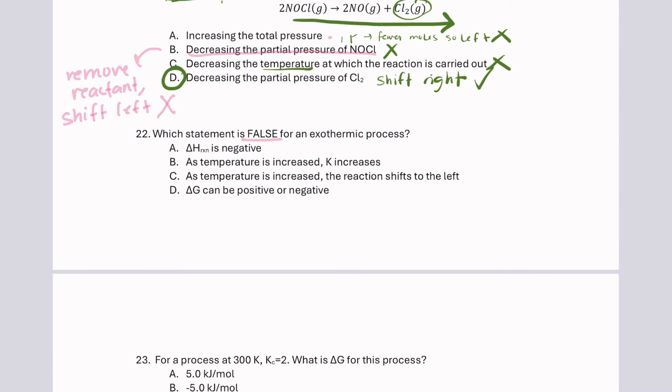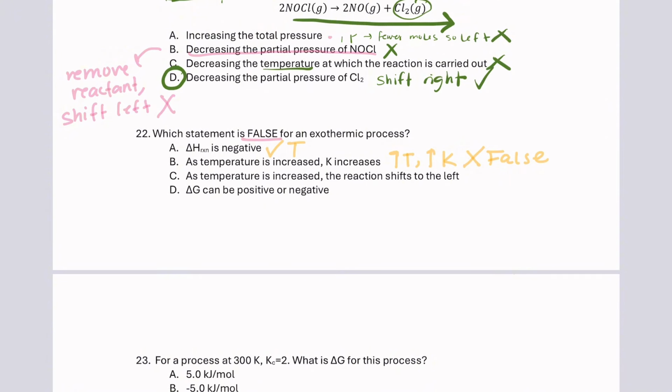Problem 22 says, which statement is false for an exothermic process? Let's test each one. A says delta H of reaction is negative. That's true because exothermic reactions release heat, so enthalpy change is less than 0. Option B says, as temperature is increased, K increases. For an exothermic process, this is false.